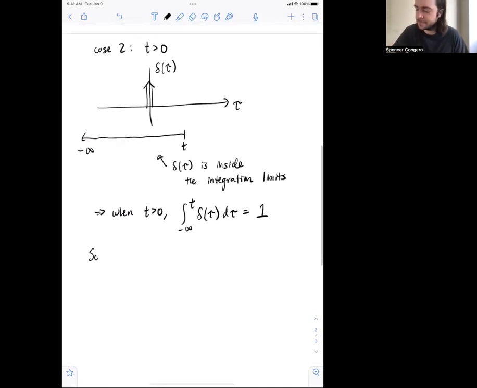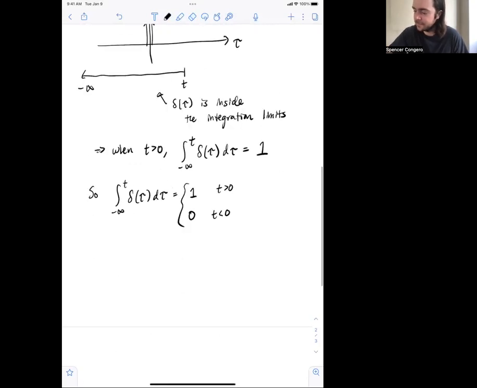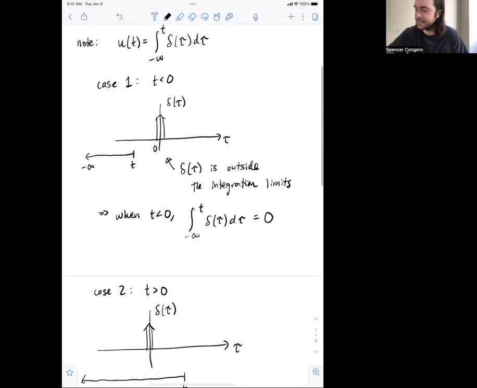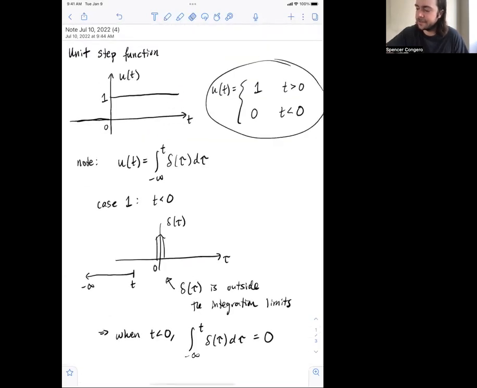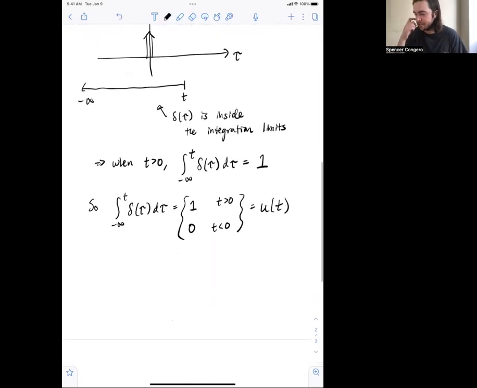Okay, so all I'm saying here is that this integral, what have we just shown with those two cases? We said, all right, when t is greater than 0, I get 1. When t is less than 0, I get 0 for that integral. And sure enough, that is exactly our unit step function. It's exactly the definition of our unit step function. So this is what we wanted to show, that that integral was the unit step function.